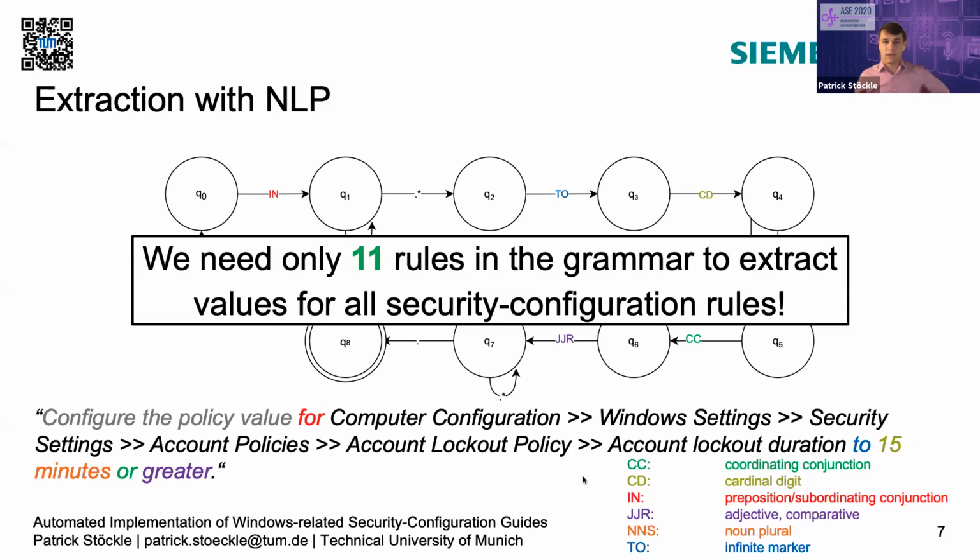And the astonishing thing is that we only need 11 rules to extract values for all security configuration rules in the benchmark guidelines we used for our evaluation. So we only need to write 11 of these rules and can extract the information.